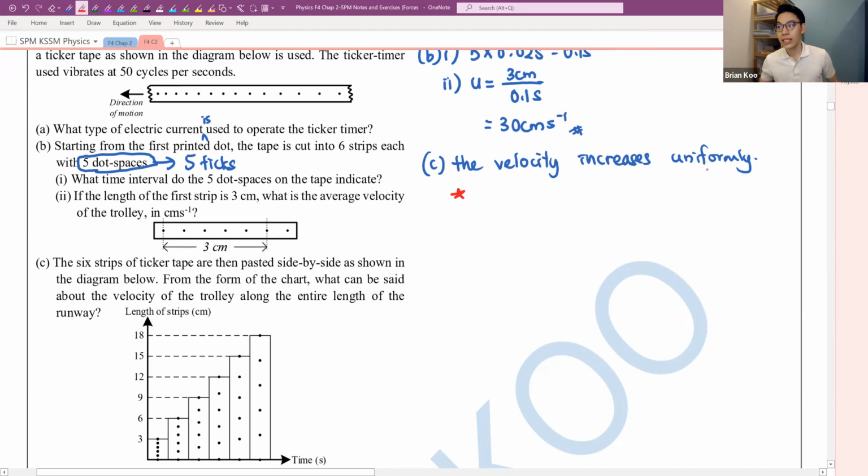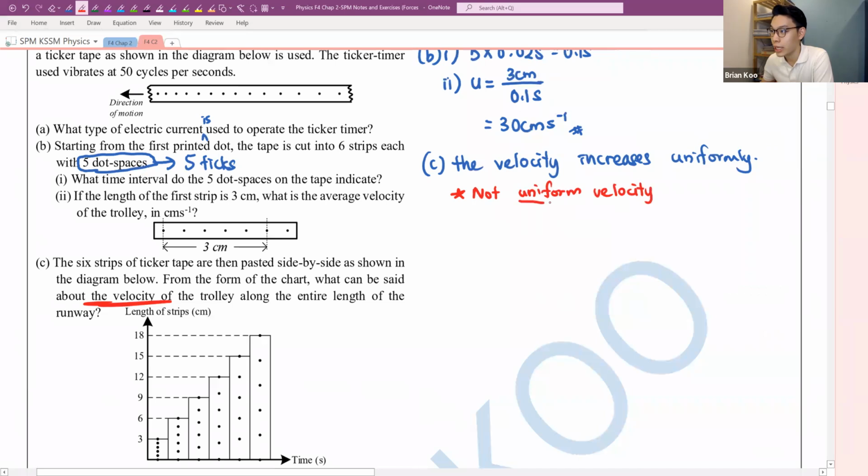Okay, the velocity increases uniformly. Uniform acceleration is correct, but they are asking us to describe the velocity. So I think for this case, I would want to describe the velocity. In other questions, if they ask you for the motion, you can talk about the acceleration as well. So increases uniformly. Down here, you can state: not uniform velocity.